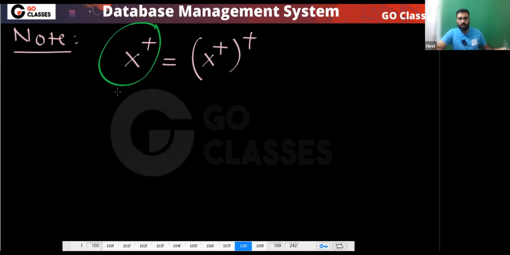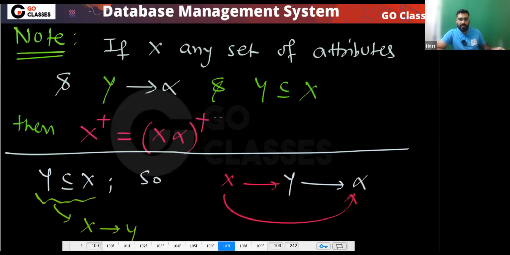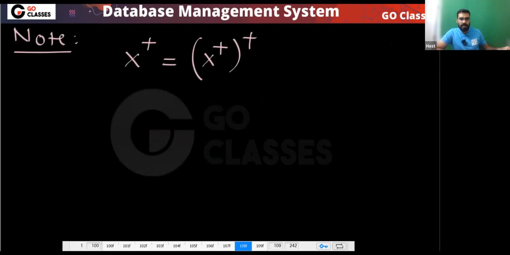Why this result? Because this result comes from where? This result comes from here, right? Yes or no? From where this result comes, think about it. This result, what is the proof? The proof is this.